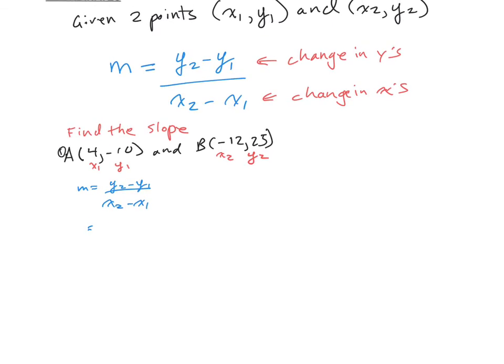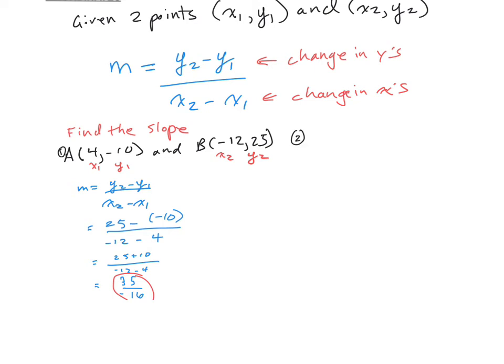So we end up with 25 minus -10, divided by -12 minus 4. Simplifying the top, you're going to get 25 plus 10, divided by -12 minus 4, which simplifies to 35 over -16. And that is our answer for our slope.